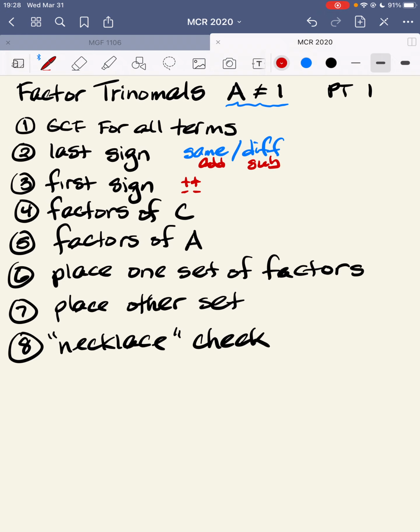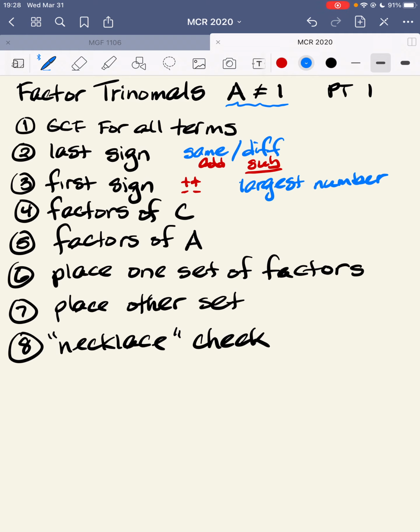That means that you need to look at your first sign and say, okay, is it plus or minus? Because we're doing subtraction here. And so it'll tell you the largest number. Same as before, nothing's changed.